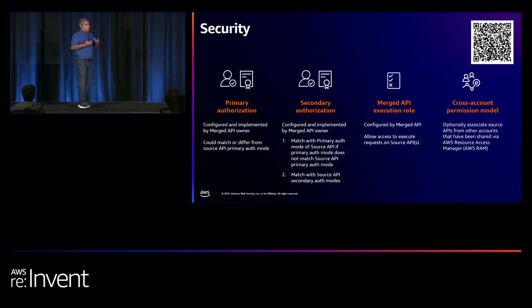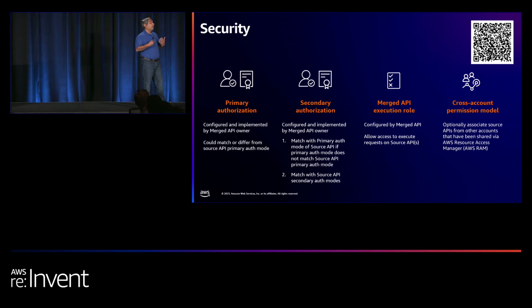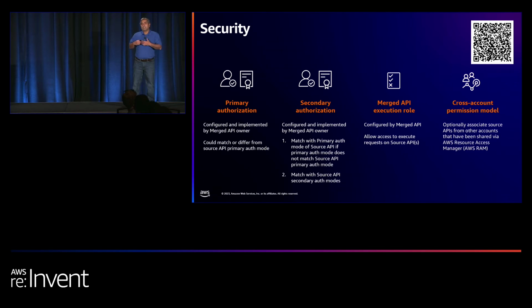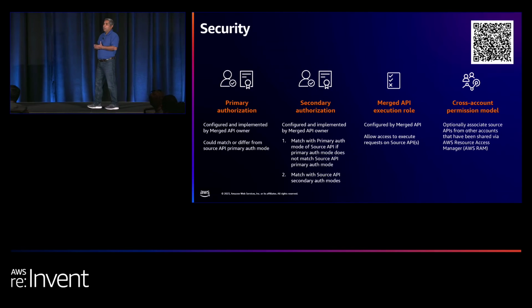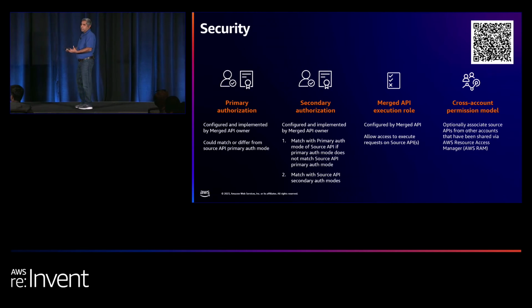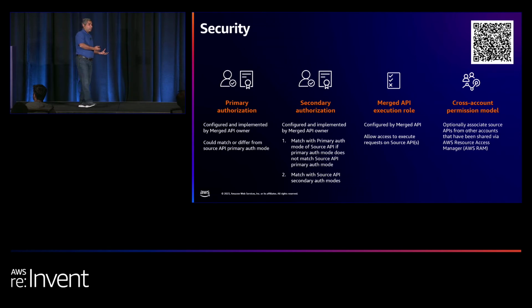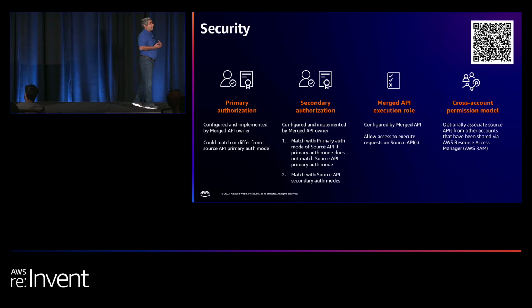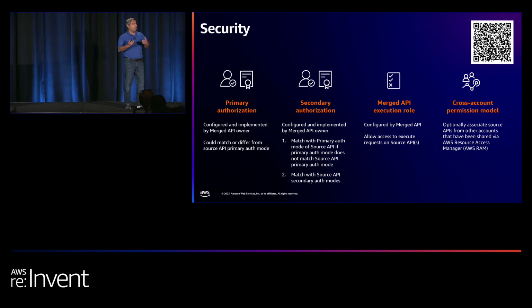So there are two modes in merged APIs and source API. One is the primary authorization mode. The primary authorization mode can be configured based on your use case or what your client needs are. And the secondary authorization mode could be related to your source API authorization mode, meaning if the source API authorization mode has IAM credentials to be authorized, you can have that as a secondary authorization mode or a primary authorization mode in the merged API. So the requirement is to have the merged API configure the source API authorization mode either as a primary or a secondary authorization mode.